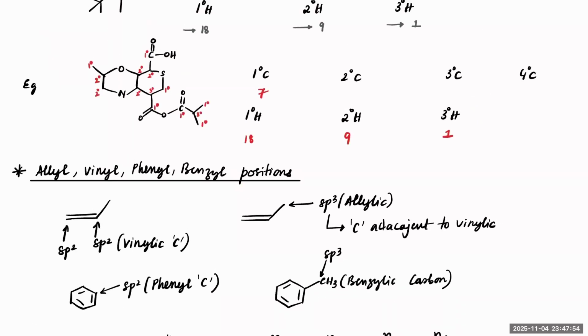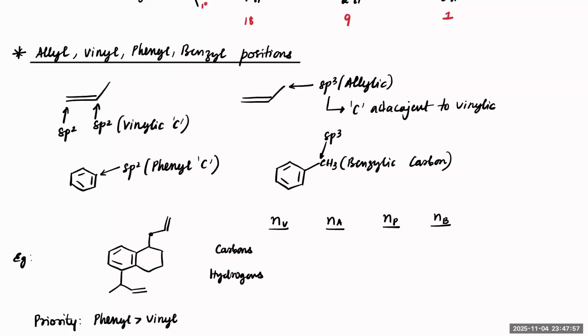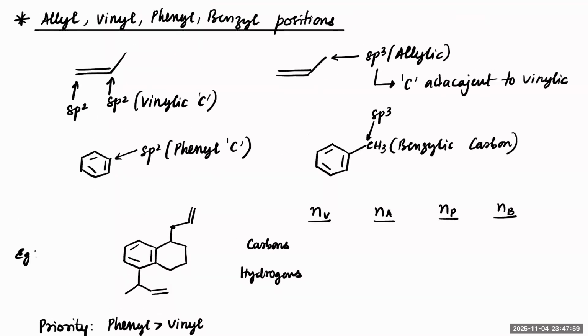Right, everybody? That is one classification. The next classification is about allyl, vinyl, phenyl, benzyl positions. Simple, you see, any sp2 carbon which is present not on a benzene ring, wherever there is an sp2 carbon, we call it a vinylic carbon. So this is sp2, sp2. So what is this one? Vinylic. The next carbon which is connected to the vinylic, which has to be an sp3 carbon, is called allylic.